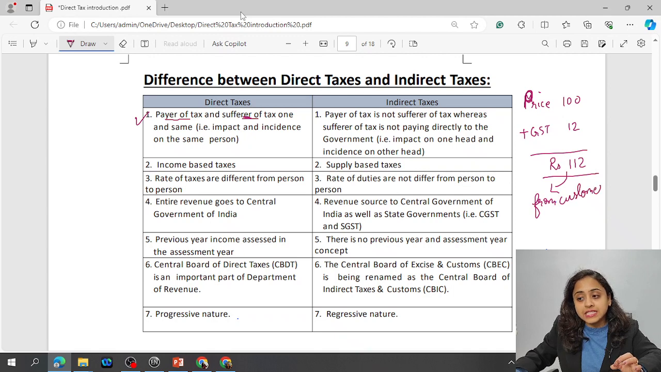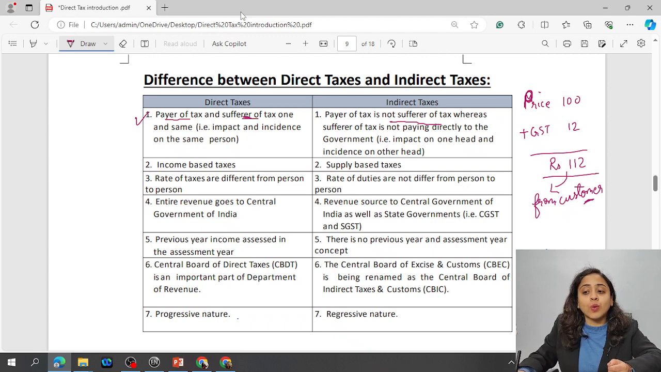This simply means that the seller who is collecting 112 will be keeping 100 in his own pocket, wherein 12 rupees, that is in the name of GST, in the name of any indirect tax, will be collected from the customer but will be deposited to the government. So your depositor, the payer, is the seller, wherein the bearer of the tax is the final customer. Therefore it is said that the payer of the tax is not the sufferer of the tax, not generally the outflow from the seller's pocket.